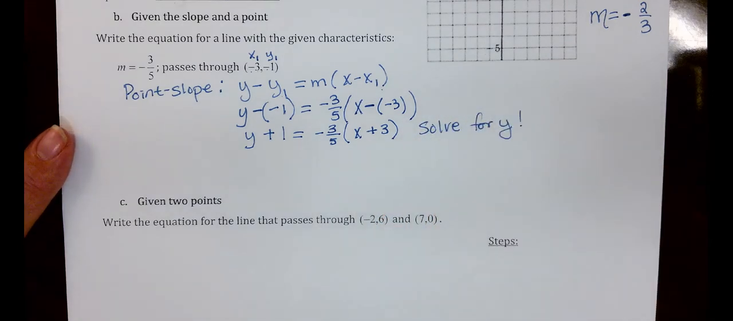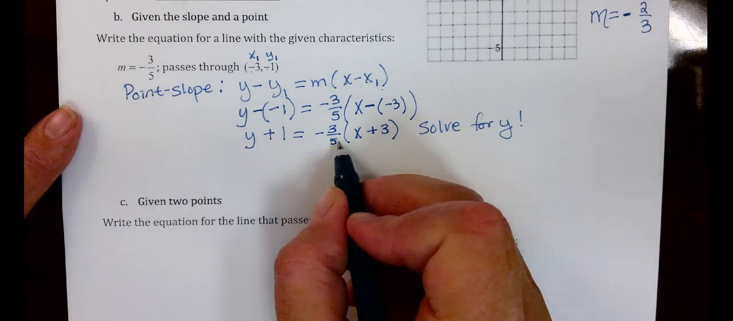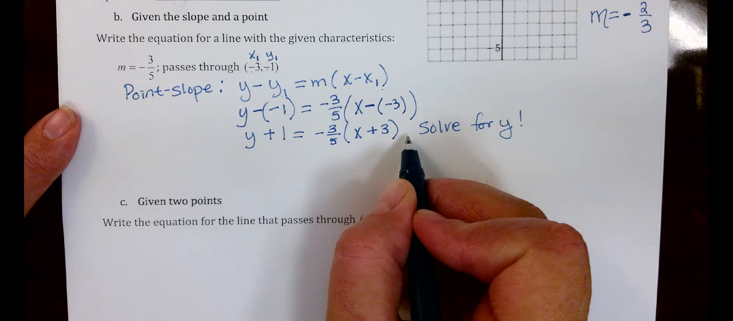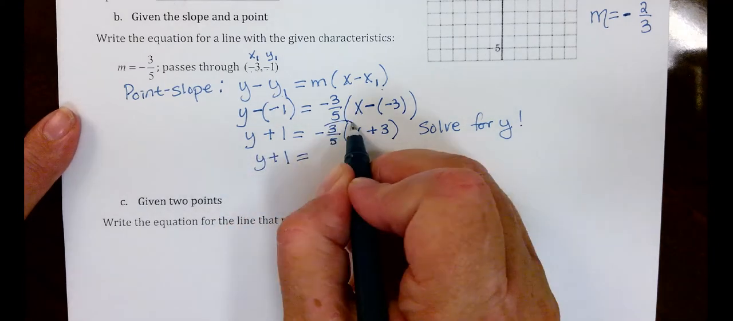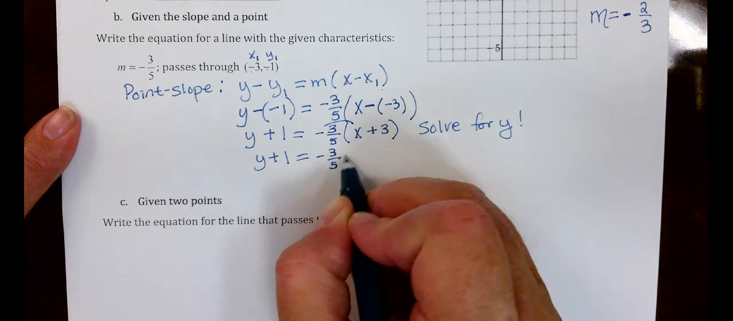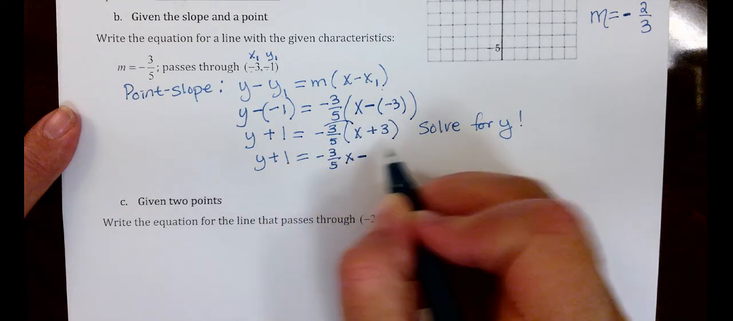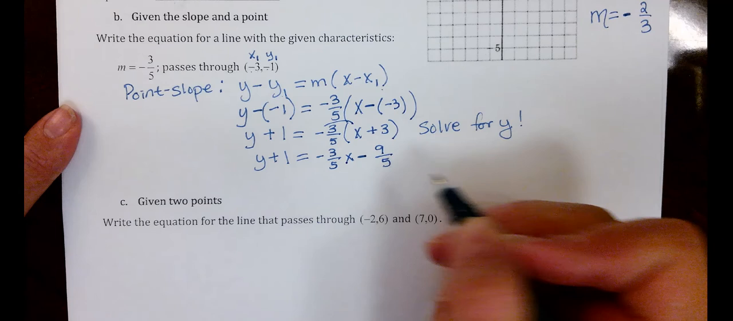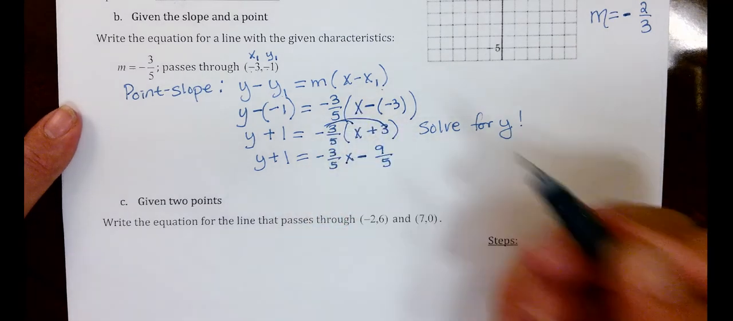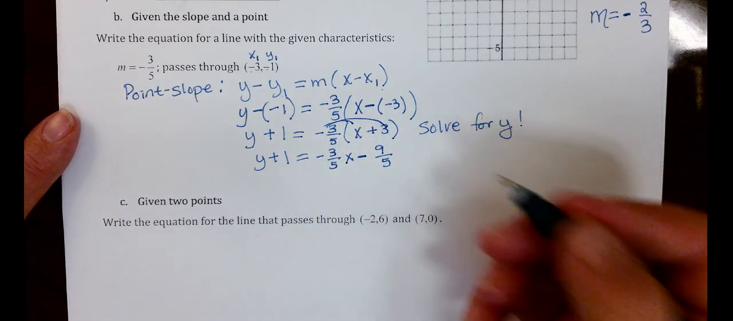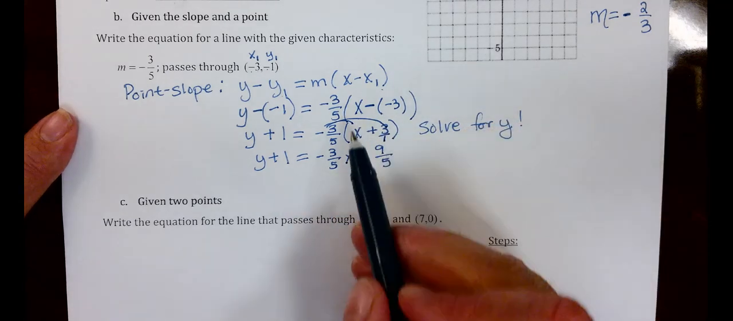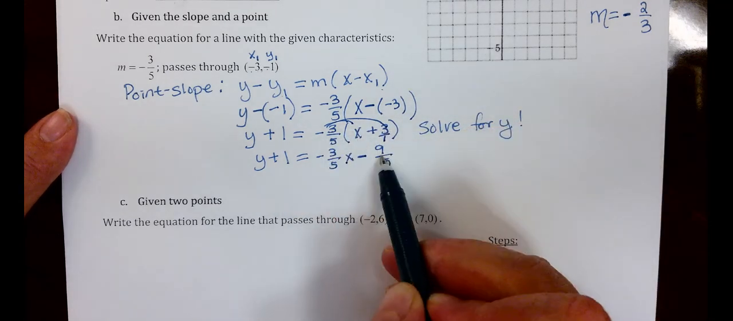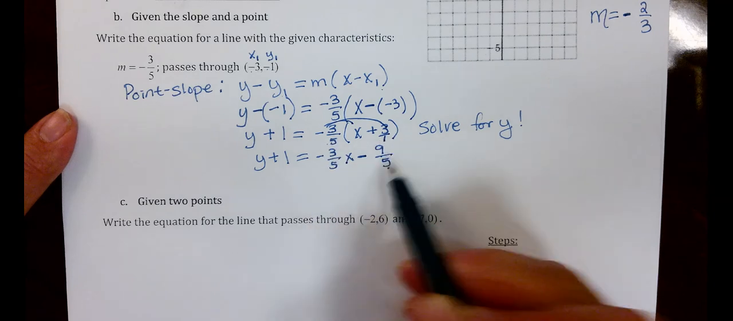Okay, so our end goal is to have y equal something. In order to do that, we need to use the distributive property on the right hand side. So this is y plus 1 equals negative 3/5 x minus 9/5. And you can either do this calculation in your calculator, or you can think of this as 3/1. And you're going to multiply across. 3 times 3 is 9. 5 times 1 is 5.